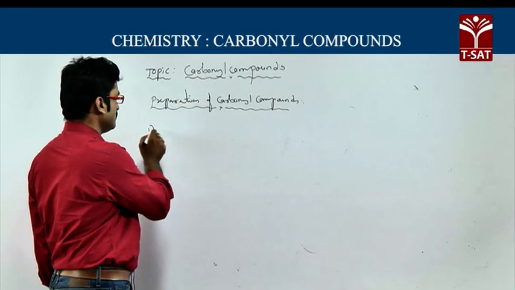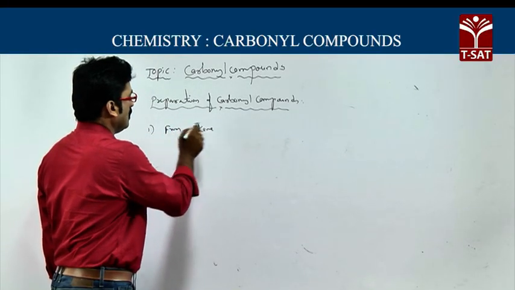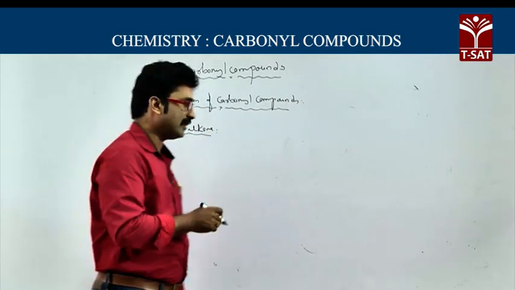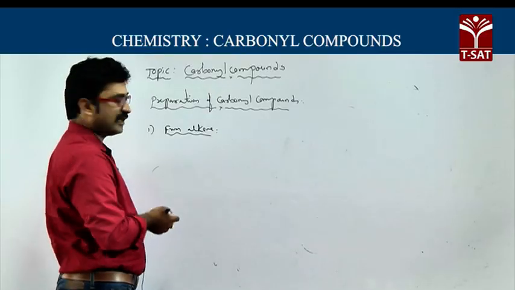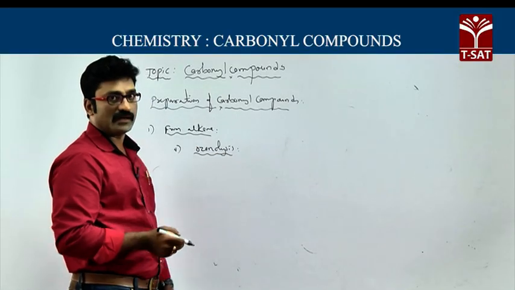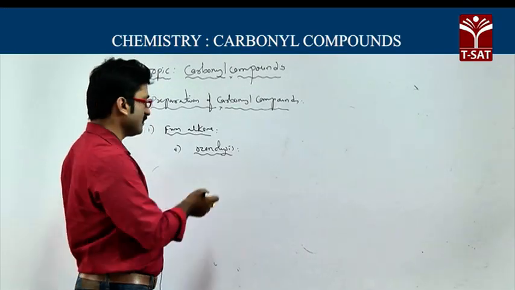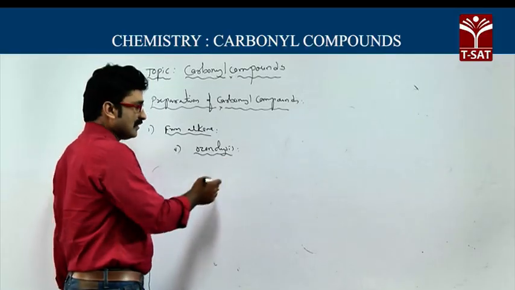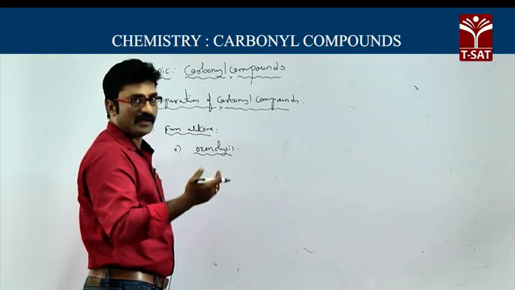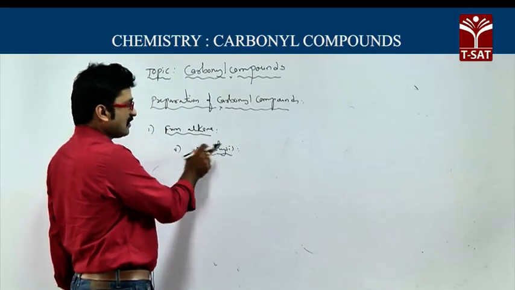So the first one is from alkene. Carbonyl compounds can be prepared from alkenes. Here various methods are there. In that, the first one is ozonolysis. This is very important, and you learnt it in the first year. In ozonolysis we can prepare carbonyl compounds, aldehydes and ketones, from alkenes. That process is called ozonolysis.